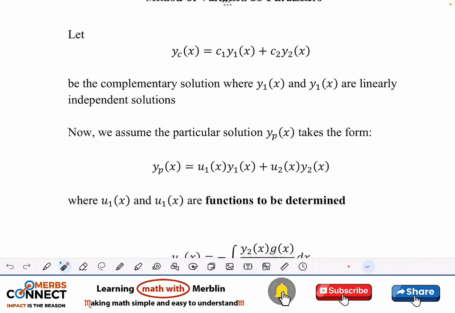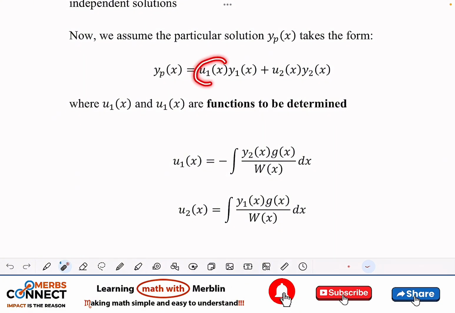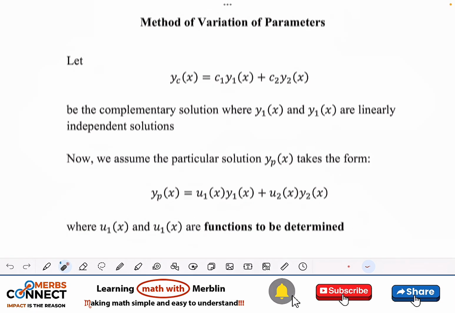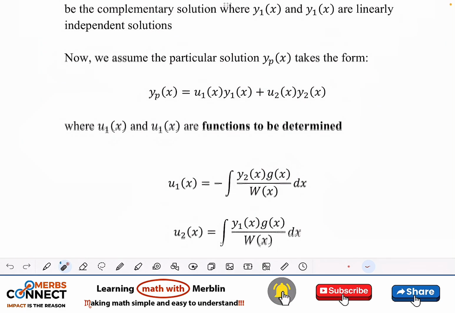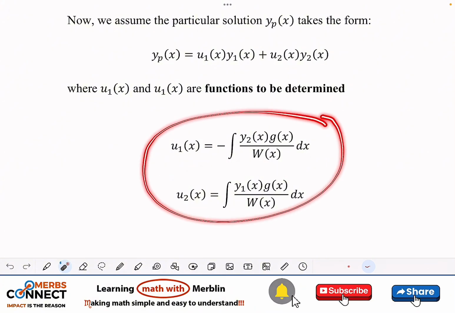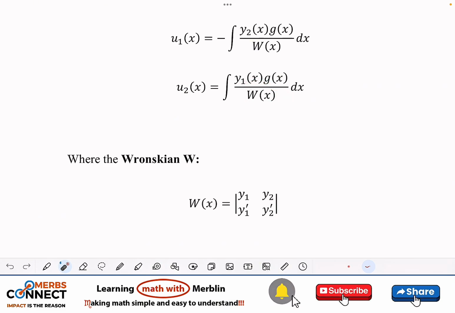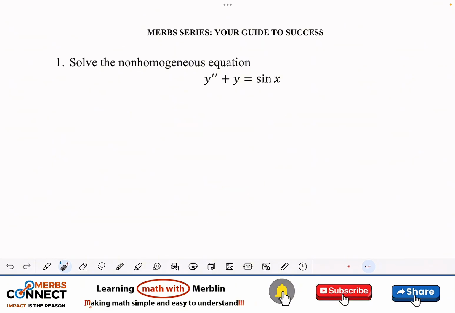And we saw that when I did the solution, to find u1, it is equal to minus the integral of y2, which is here, times g of x, which is what is here. The g of x is the non-homogeneous aspect of the equation, and it's the same thing for this one. So just remember this formula and how to write it, and you'll be good to go. And I said this is the Wronskian, which is basically what is here. So let's take an example to practice, and then we see how we can go through the process.